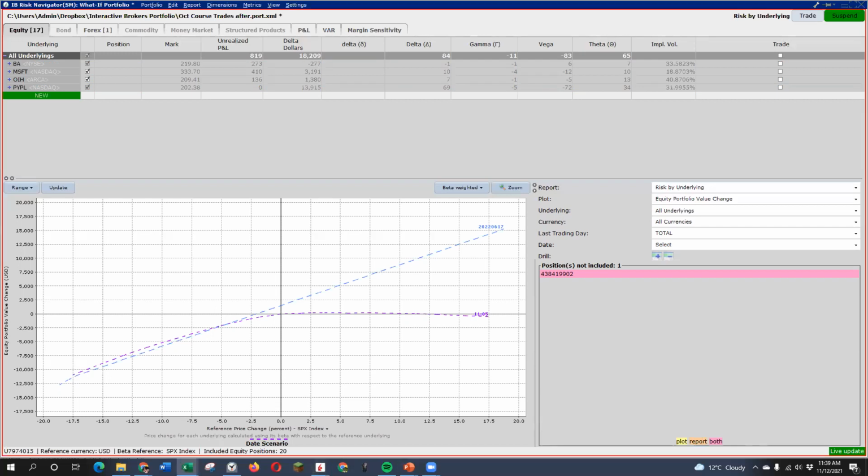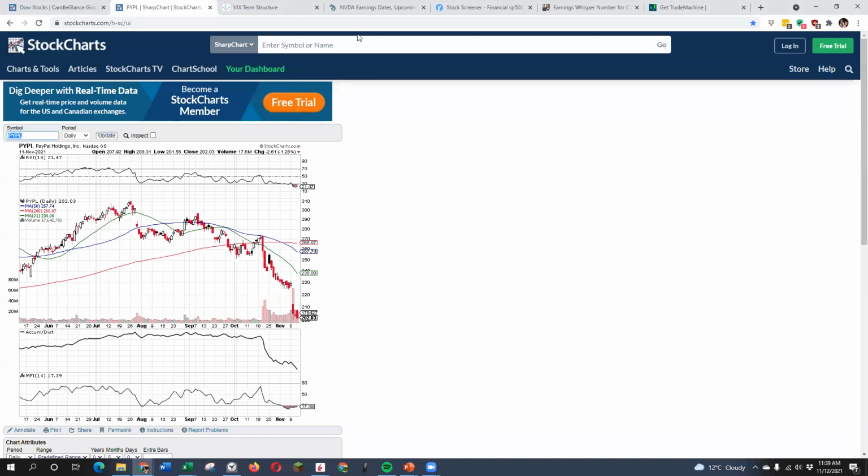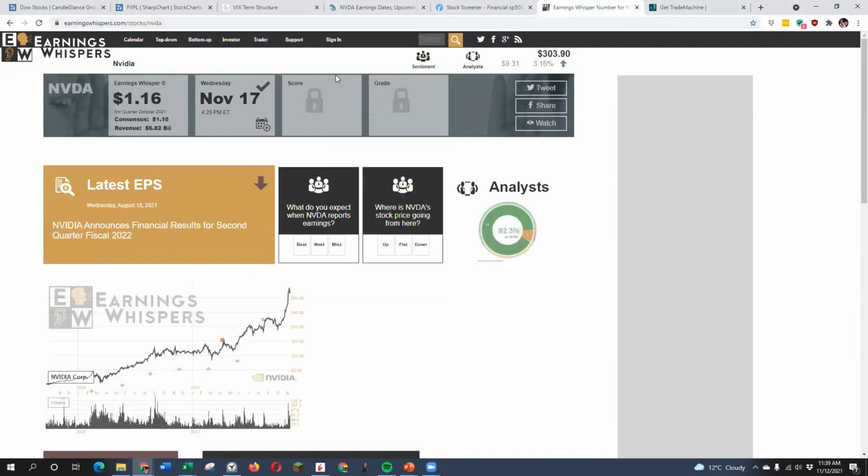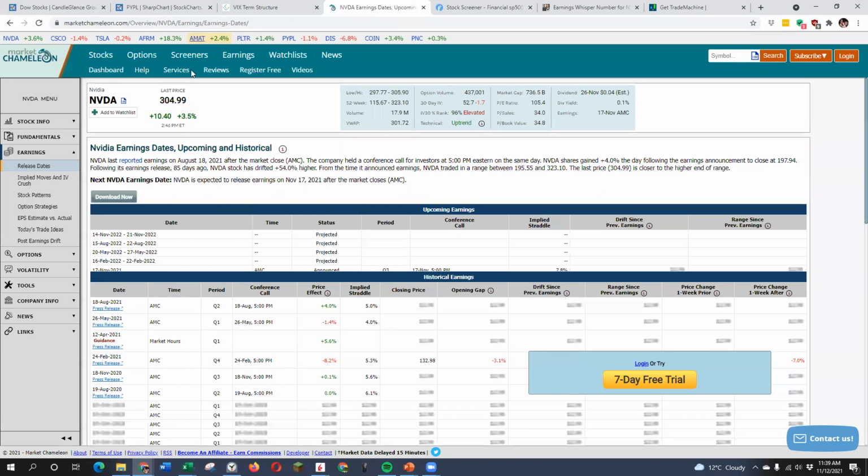All right. The next thing I want to show you is how to deal with earnings. And certainly trading over earnings has risk, but some people want to take those risks. So I'll show you a way that you can do it as long as you're aware of the risks involved. Nvidia's got earnings next week, I think on the 17th. If we go here to Market Chameleon, again, this is free, not logged in or anything.